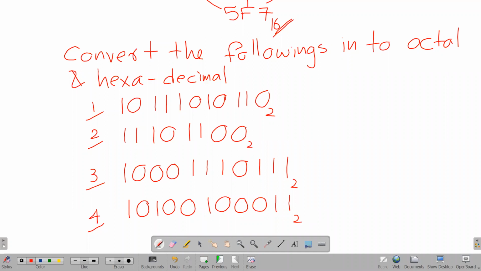So you have to convert this into an octal as well as into a hexadecimal. You have to maintain both the things, convert both into both the values. Right? Okay, give it a try and send me the answer.